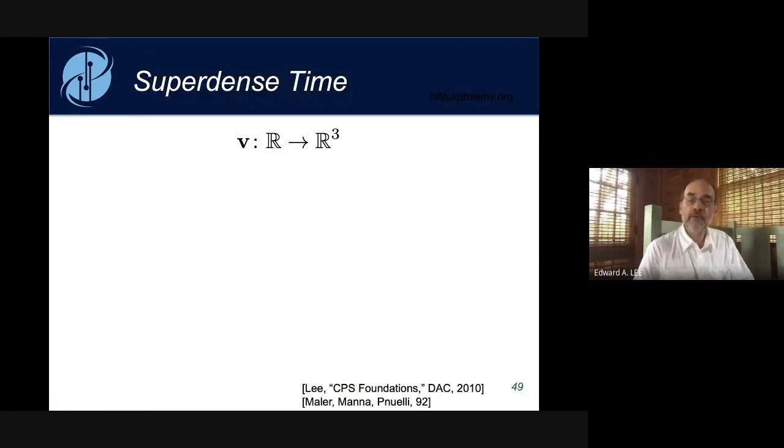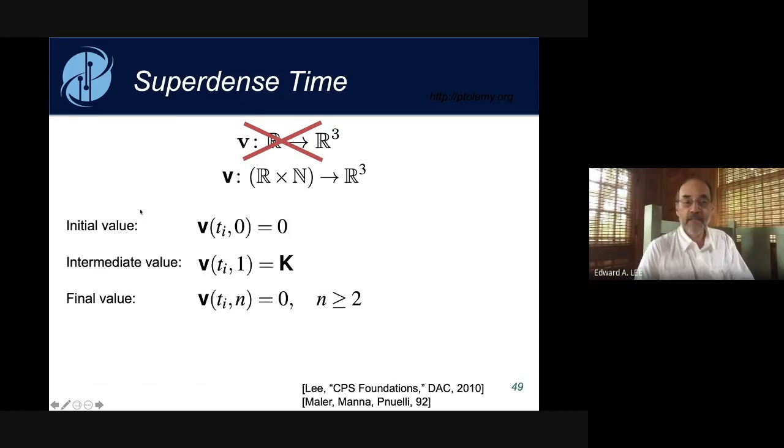And the way that we do it is we use a model of time that we call superdense time. Physicists are used to modeling signals as functions of the reals. We say, no, sorry, that doesn't work. We model them instead as functions of a superdense timeline, which is the reals cross the natural numbers. That's the domain of the function. And that allows a signal to be zero at a Newtonian time t, then non-zero, then zero again without any evolution of Newtonian time. So we can now unambiguously have a discrete representation of this signal that unambiguously integrates to zero.